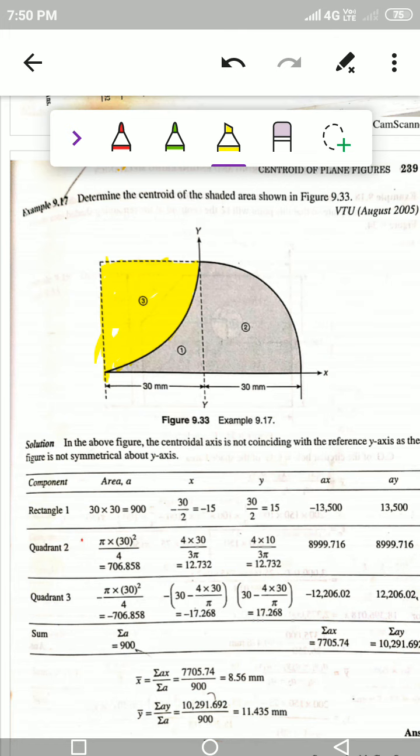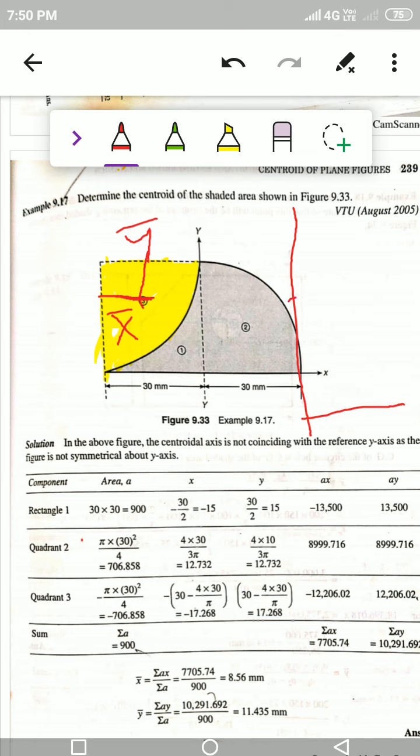Observe that the x bar value for the quarter circle is from here to here. You can see it in the tabular column of the centroidal formulas. From here to here is your x bar, and from here to here is your y bar as per the formula. Clear? Whatever the 4r by 3 pi is, I will show it here.